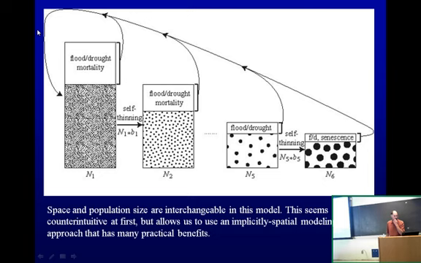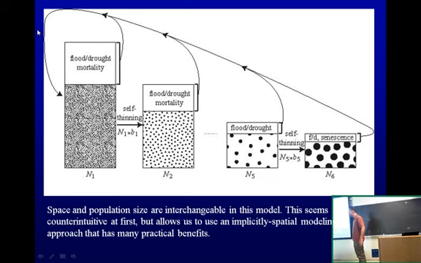And just a little bit about how we deal with space here too. It's kind of an unusual way of doing it, but it actually works pretty well from a modeling point of view. So space and population size are interchangeable in this model. Okay, so we know that if you go out and measure a seedling stand of cottonwood, that they're going to exist at a certain density.